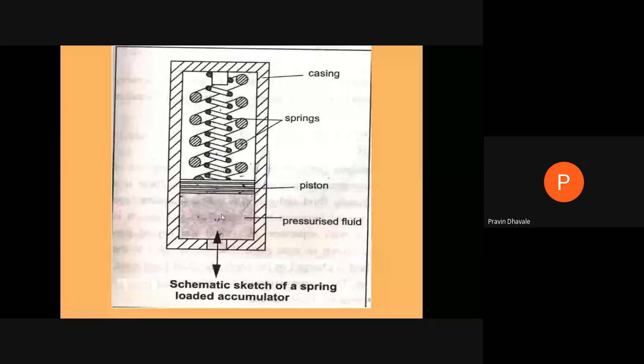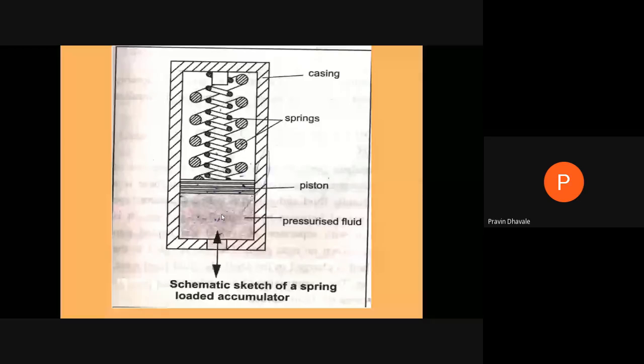Now where is it to be used? It would be used where we require very small space, that is, applications where we have a constraint on space, and also we require a small volume of fluid at that particular application. We may use the spring loaded accumulator, right?